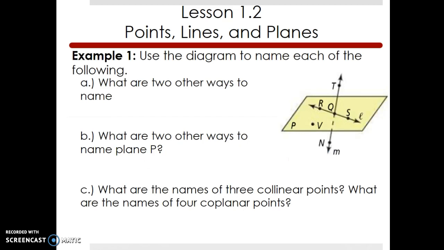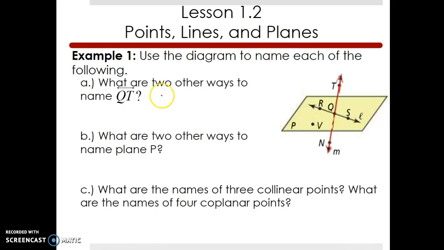Okay, so we're going to try example 1. Using the diagram, we have to answer the following questions. The first question is, what are 2 other ways to name QT? So if you see QT, it's right here. So what are 2 other ways to name QT?